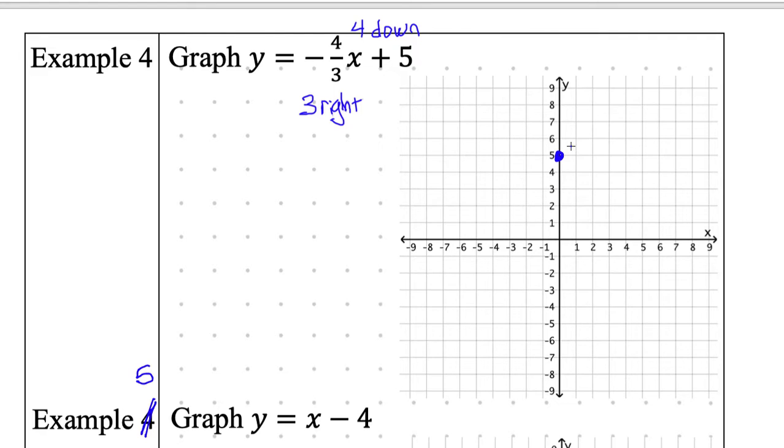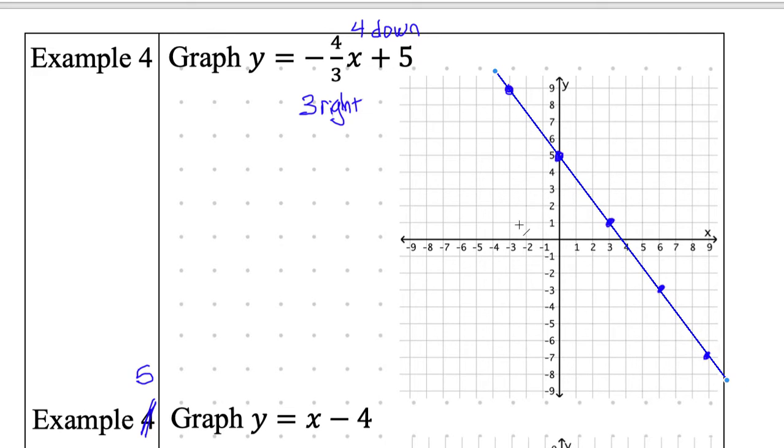So I'm going to go 3 right from this point, always from the y-intercept. 1, 2, 3 right, and then 4 down. 1, 2, 3, 4 down, and I get this point right here. And I can do that again, right? I can go 3 right again, and then 4 down, and I get my new point right here. And I do it again. And I can go backwards as well. I can go left 3, up 4, and look, I have a ton of points, which means my line is going to be really, really accurate.